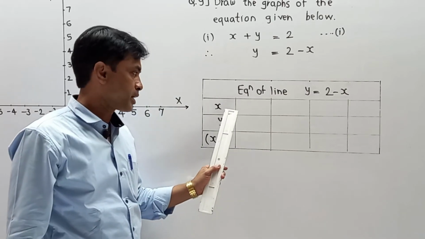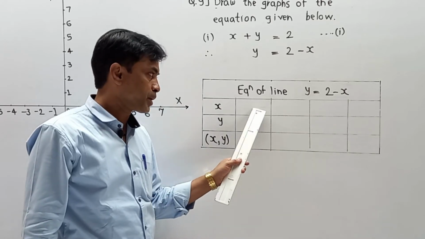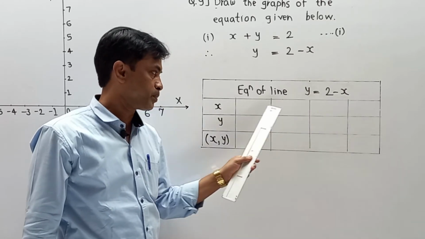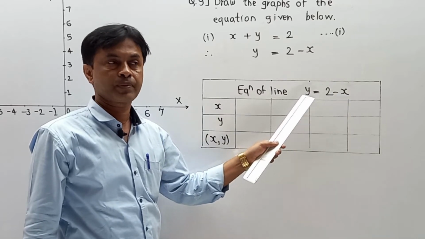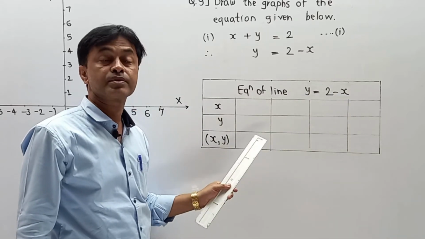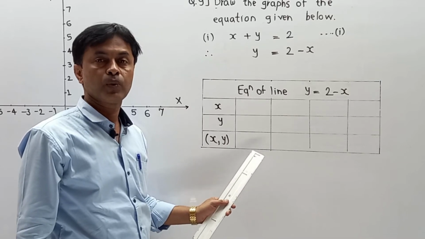Now here the part is that one by one we are going to assume the value of x. Putting the value of x into that equation, we are able to get the value of y. And when we get both x as well as y coordinates, we are going to write the coordinate of that point. What does it mean?